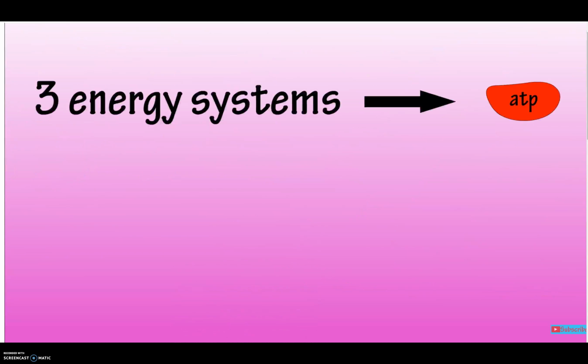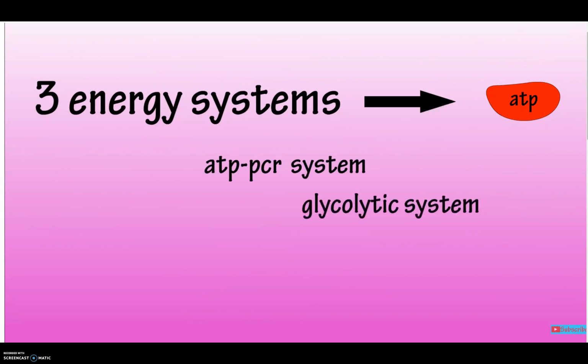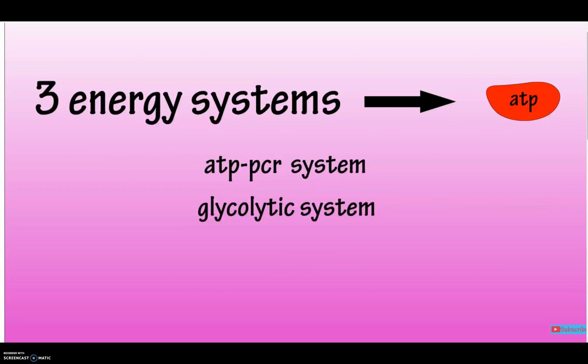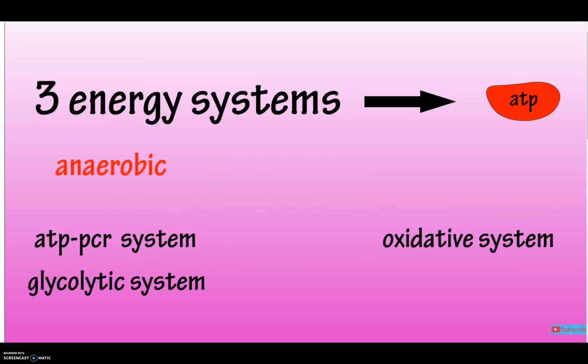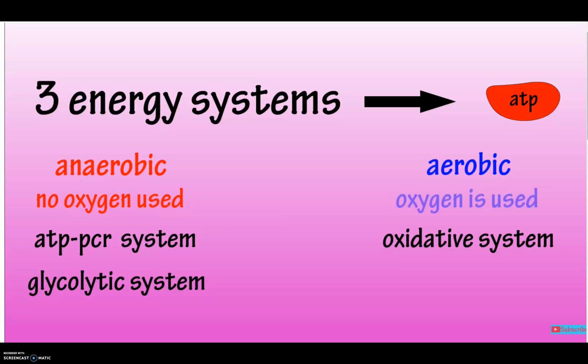Our bodies have three systems that can produce ATP: the ATP-PCR system, the glycolytic system, or lactic acid system, and the oxidative system. The first two systems are anaerobic systems, meaning oxygen is not required to produce ATP, and the oxidative system is aerobic, because oxygen is needed for ATP production.